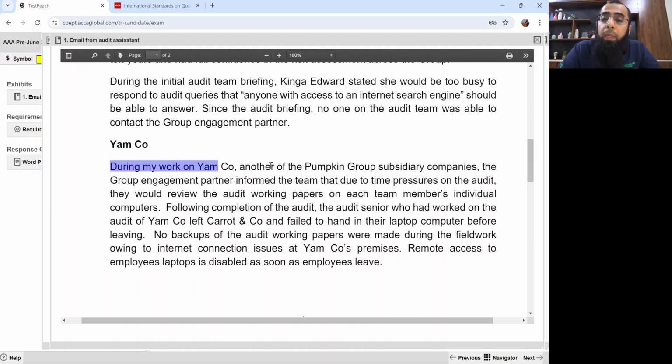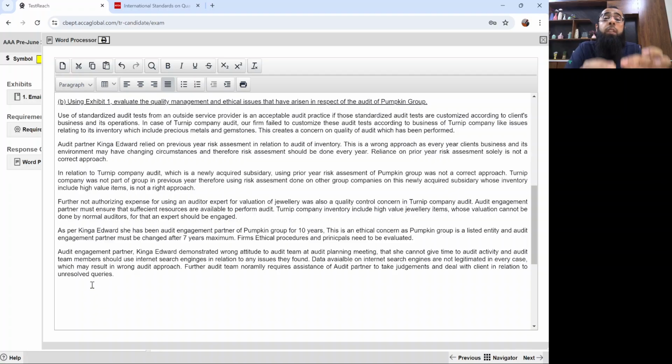During my work on Yem Company, another of the Pumpkin Group subsidiary, the group engagement partner informed the team that due to time pressure on the audit, they would review the audit working paper on each team member's individual computers. First of all, time pressure is an intimidation threat that affects the quality. And the question is, why is this time pressure being created? Didn't we evaluate the audit properly at the time of acceptance?